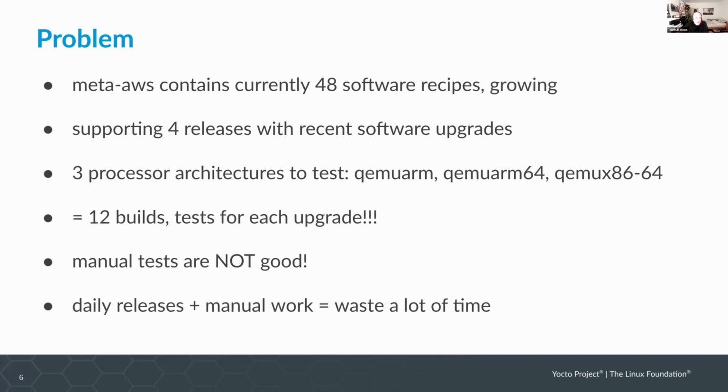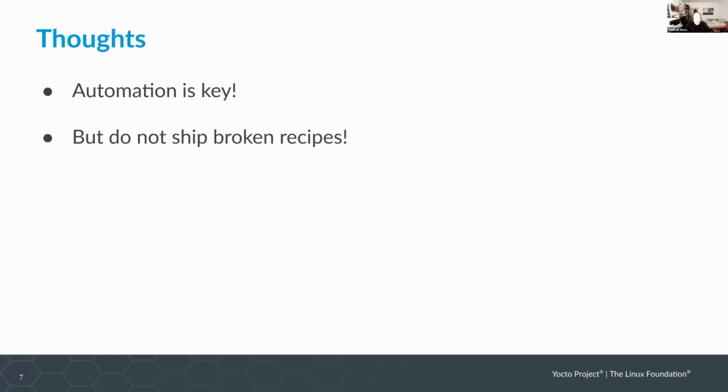So what's the problem with Meta AWS maintenance? It's around about 50 recipes. We are supporting 4 non-end-of-life releases. We have 3 processor architectures. That means 12 build tests for each upgrade. And manual testing is not good, as you all know. We have some packages that upgrade daily, and if you do that all manually, that's a waste of time.